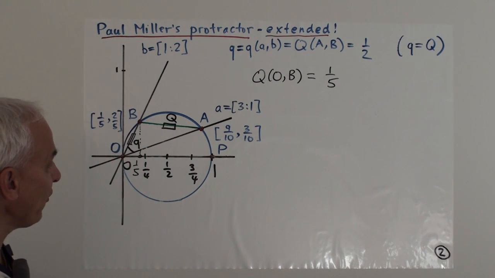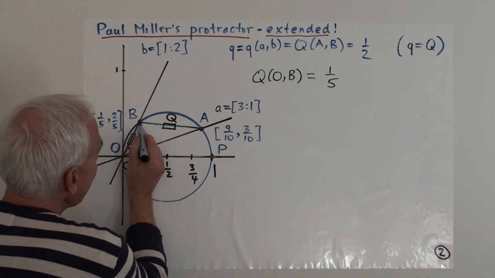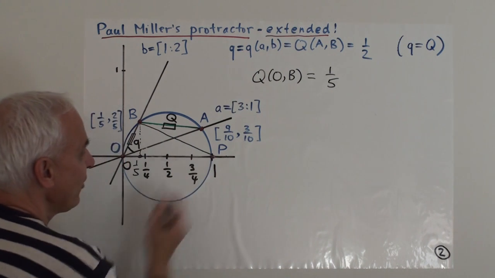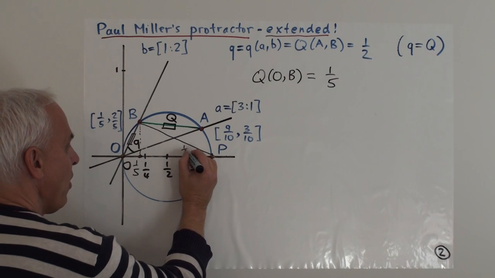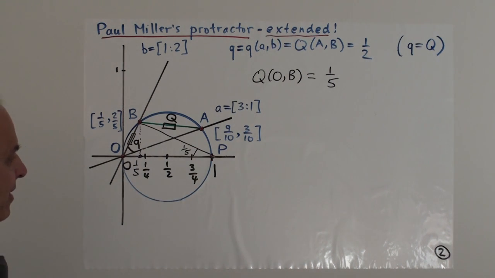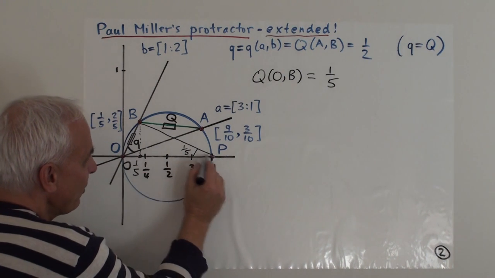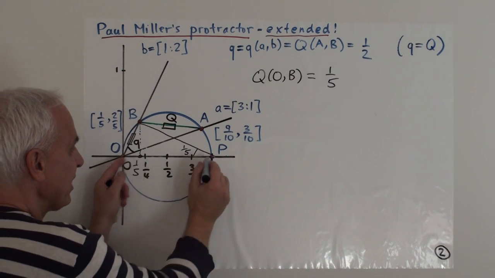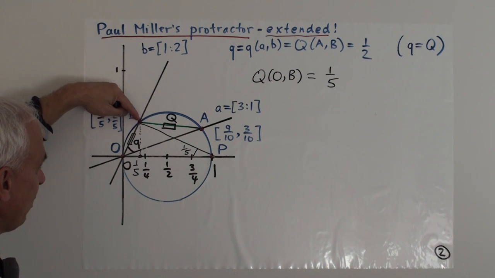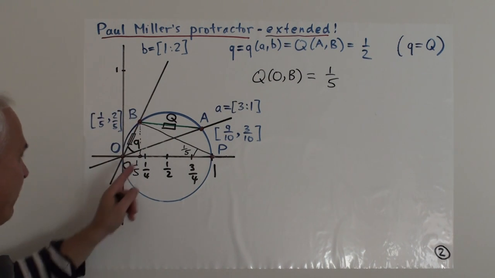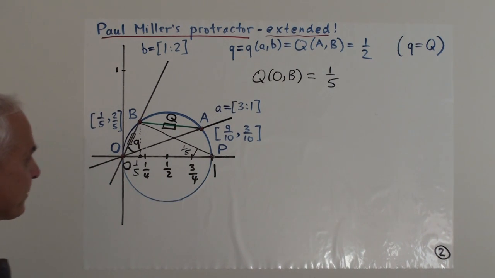This 1/5 is also, by Paul Miller's protractor idea, the same as this spread that's sitting right there. So this thing is also 1/5. And Paul Miller's protractor is really the point, is that if we want to measure the spread between this line and this line, the easy way of doing it is to see where it meets the core circle and then just drop down perpendicularly, and whatever that x-coordinate is, that's the spread, 1/5 in this case.